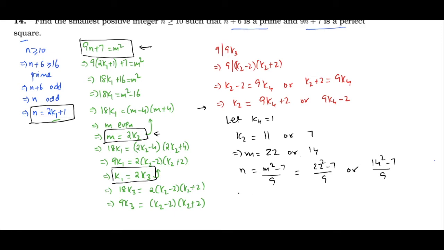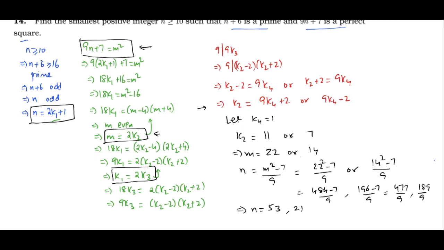22 square is 484, 14 square is 196. So 484 minus 7 would be 477. This would be 189. So we get n equals 477 by 9 would be 53. 189 by 9 is 21.